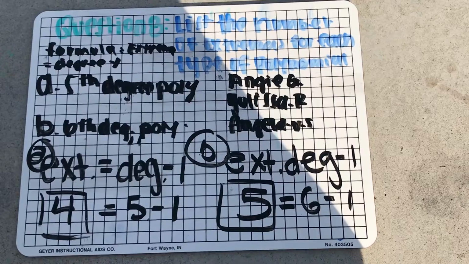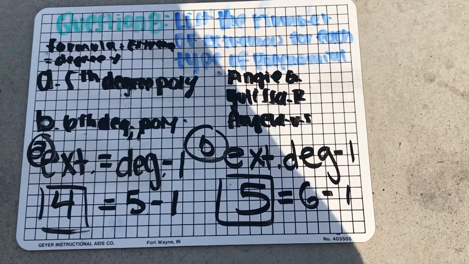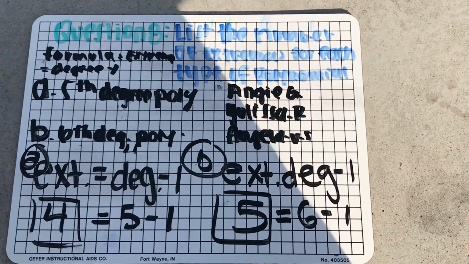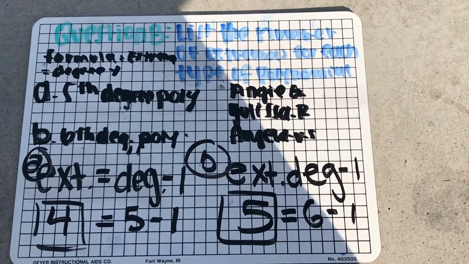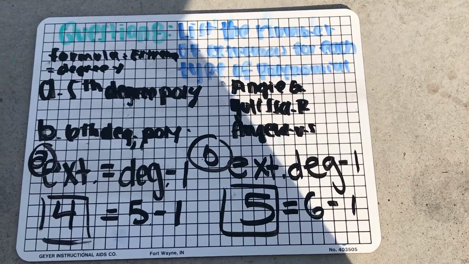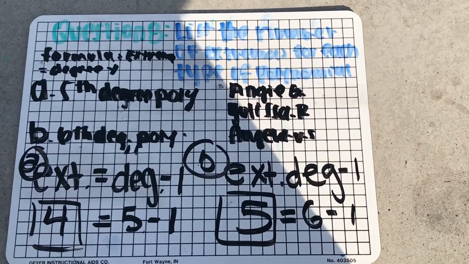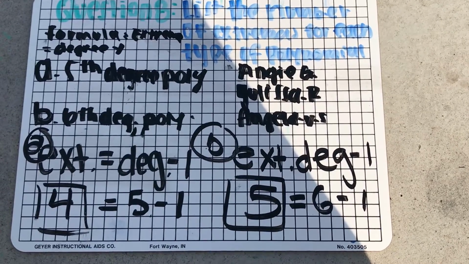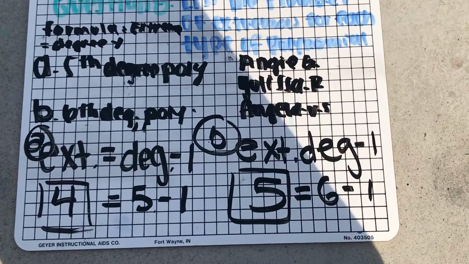This is Angie, Lissa, and Angela, and we're going to do question 8, which is list the number of extrema for each type of polynomial. 8a is a 5th degree polynomial, and using the formula extrema equals degree minus 1, we subtract 5 minus 1, which means the extrema is 4. And 8b is a 6th degree polynomial, and using the formula again, we subtract 1 from 6, and the extrema equals 5.